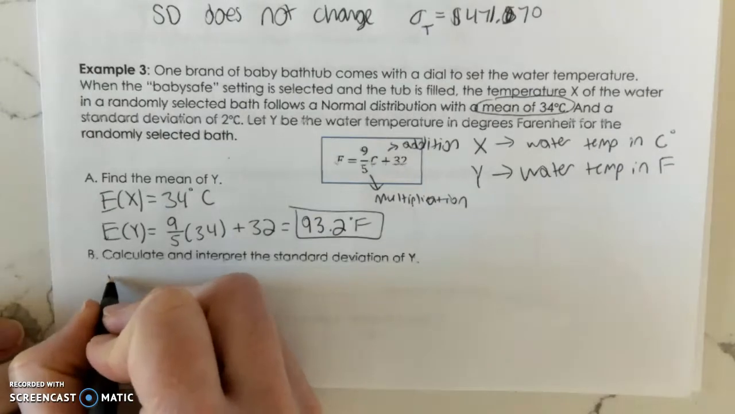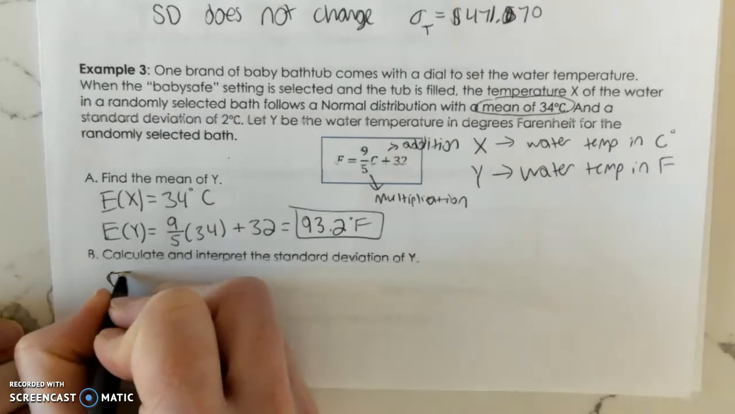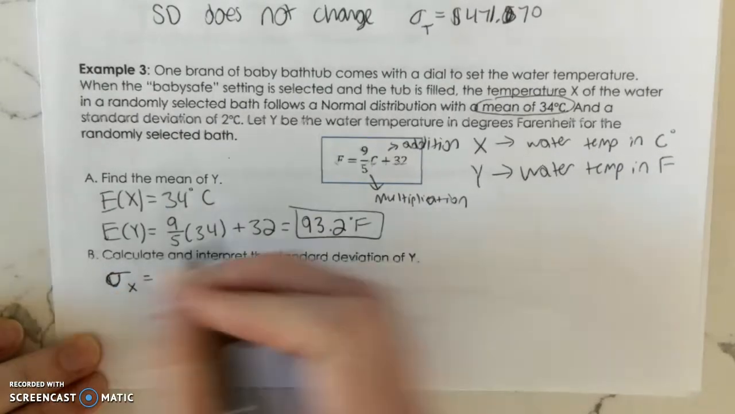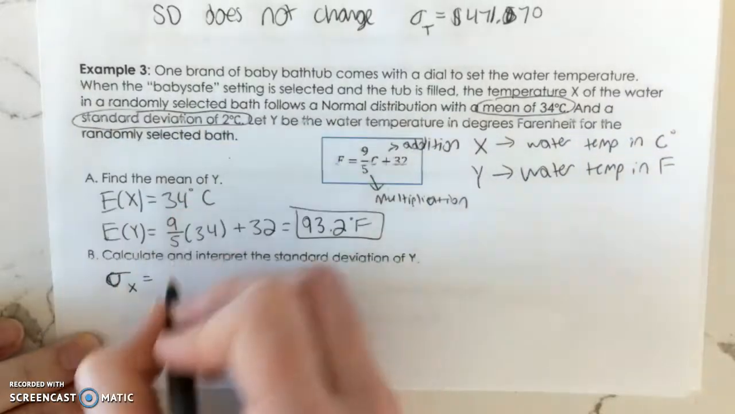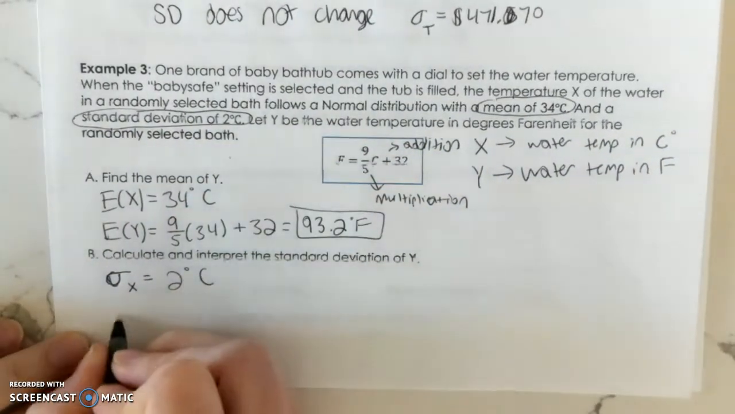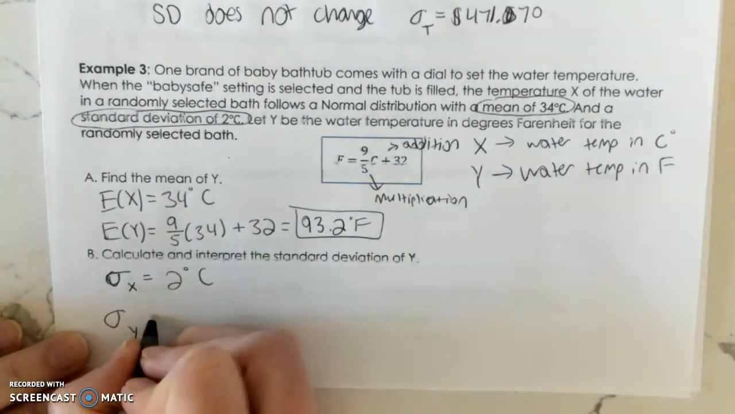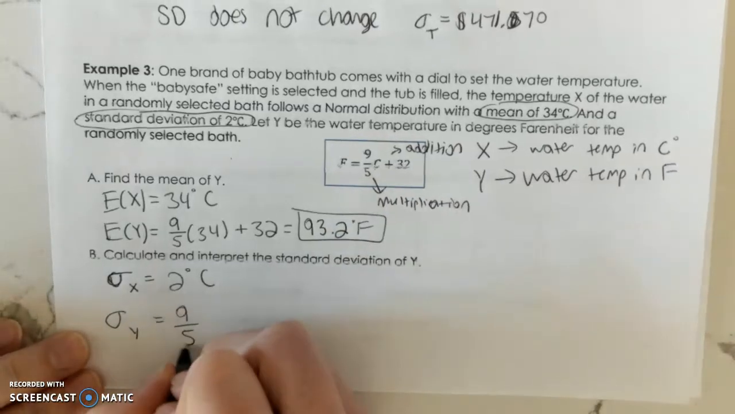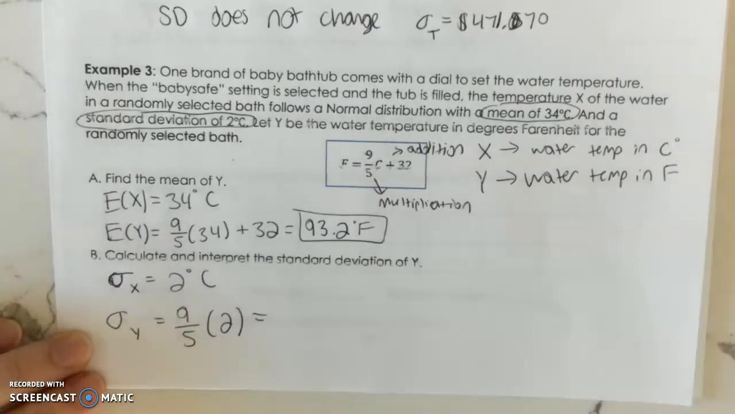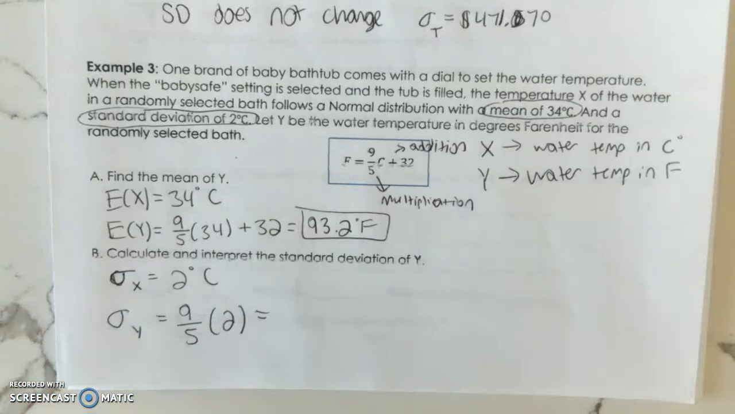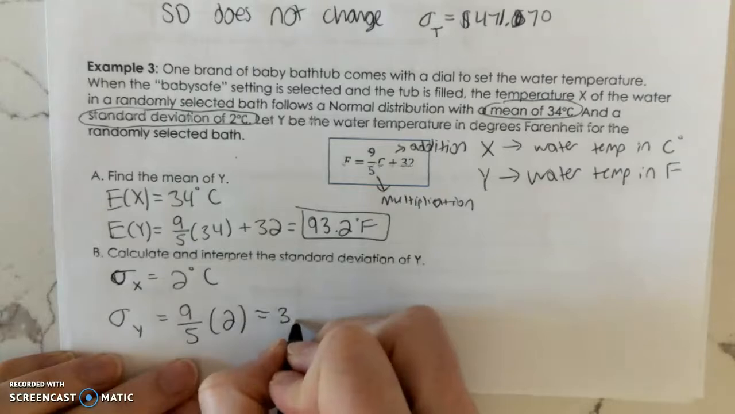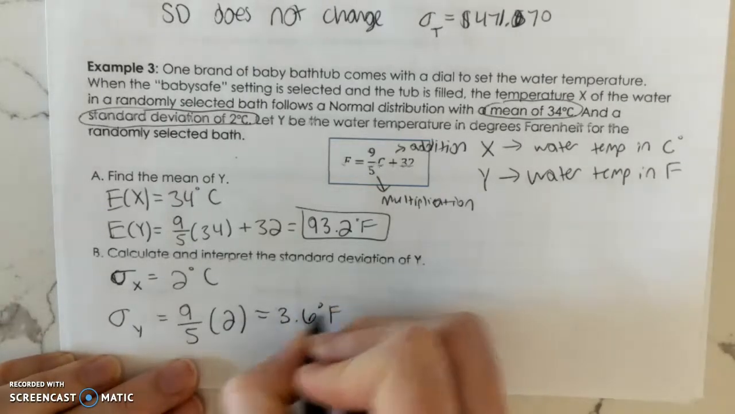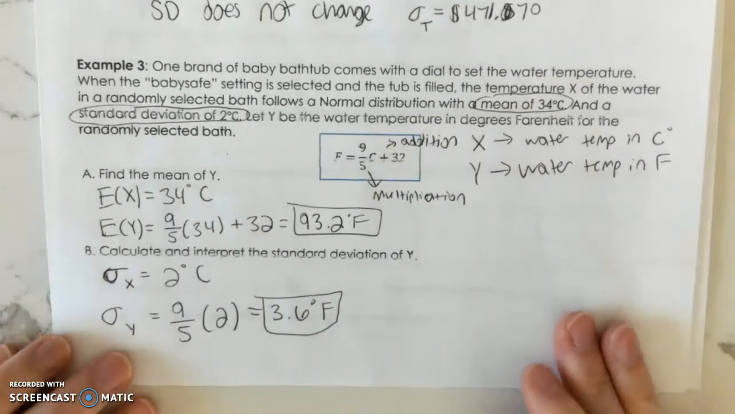So I know that my standard deviation of x is equal to 2 degrees Celsius. So to get my standard deviation of y, I'm just going to do the multiplication piece. 9 over 5 times 2. So I'm going to grab my calculator, and I get 3.6. So my new standard deviation is 3.6.